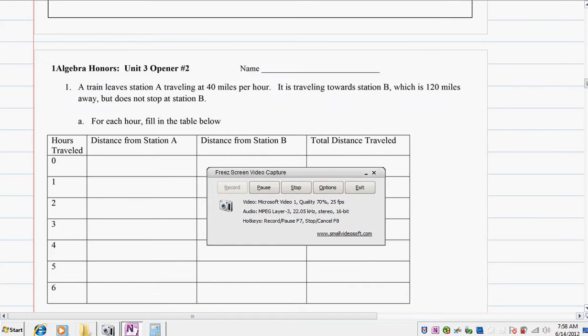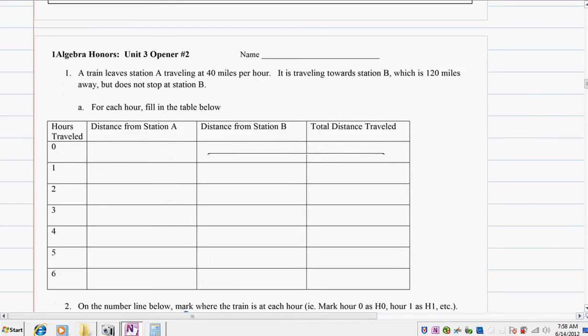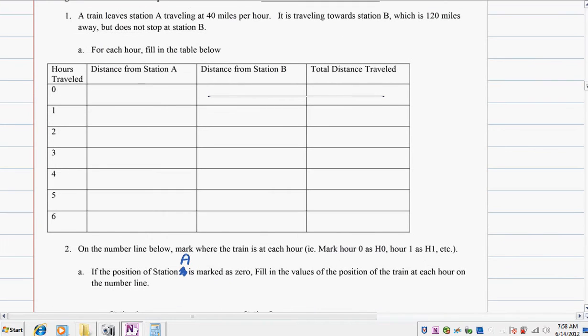A train leaves station A traveling 40 miles per hour. If it is traveling towards station B, which is 120 miles away, but does not stop at station B, for each hour fill in the table. So after I've traveled 0 hours, how far am I from station A, from station B, and how far have I traveled? So this is for each hour that I've traveled.